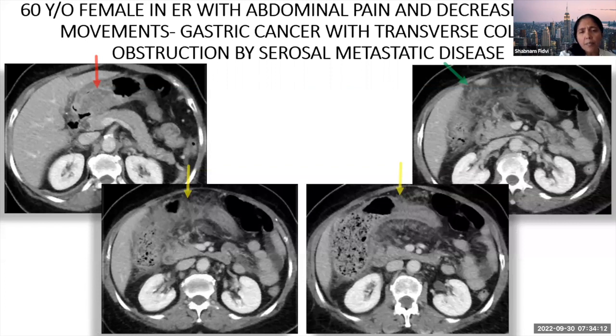And then the axial images also showed that the transverse colon in the vicinity of the patient's primary mass shows an abrupt caliber change at the level of the mid-transverse colon. That's shown by the yellow arrows. There's abnormal mural enhancement and thickening. And this patient basically had a transverse colonic obstruction due to serosal metastatic disease from an adjacent gastric cancer.